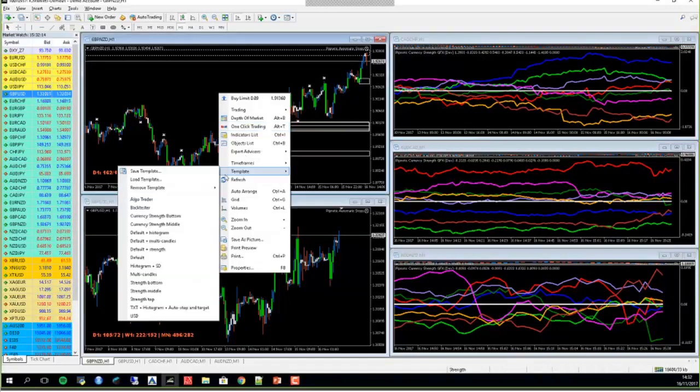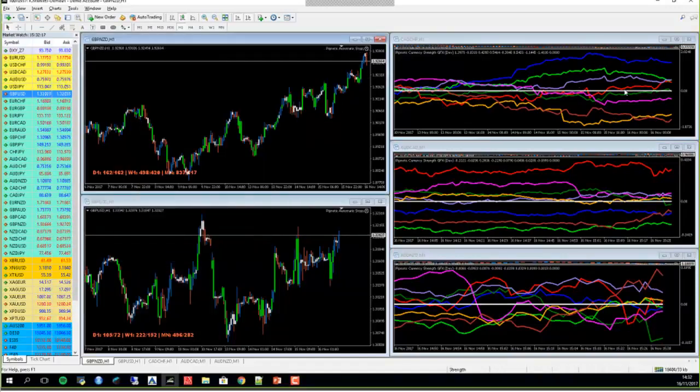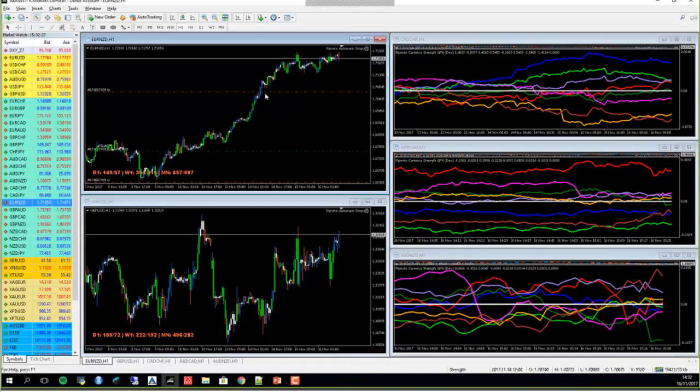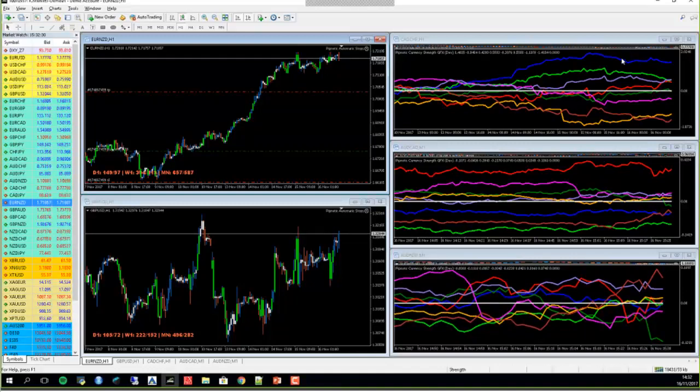So if we clear this template here and we put the euro kiwi on, then we'll probably realize that this has attracted a lot of buying here. So you can see that price has been wriggling higher. This is on the hourly chart, and this shows us a very clear picture of exactly that. Price is wriggling higher, which we can see here. We have demand for euro, and we have supply for the kiwi.